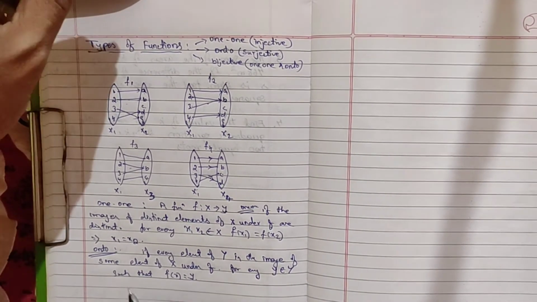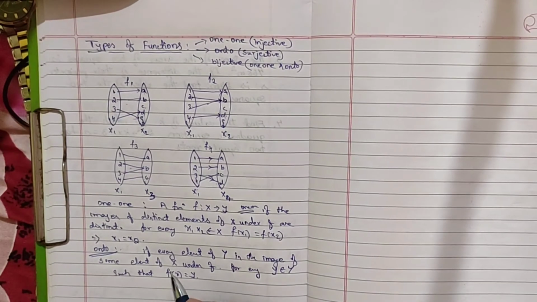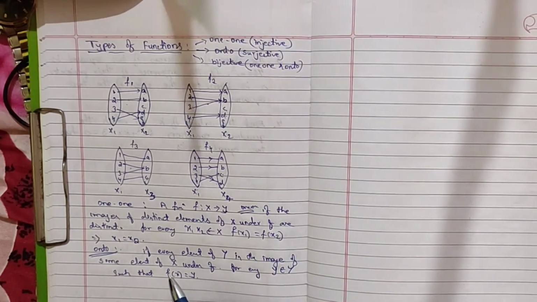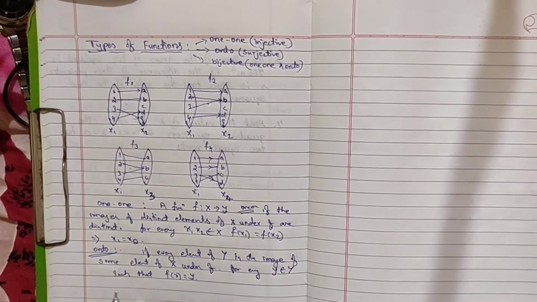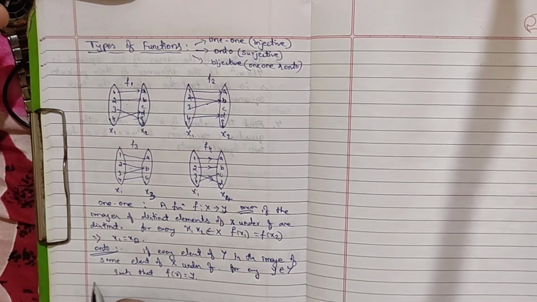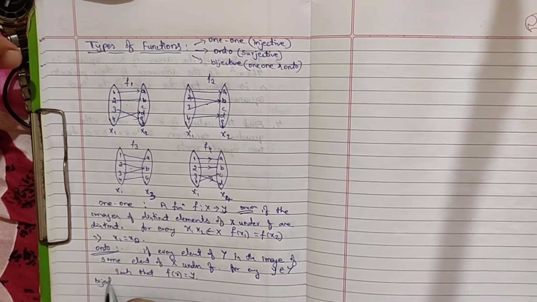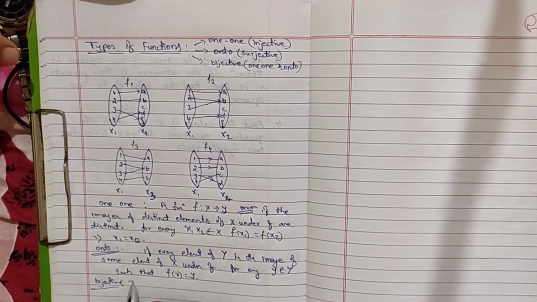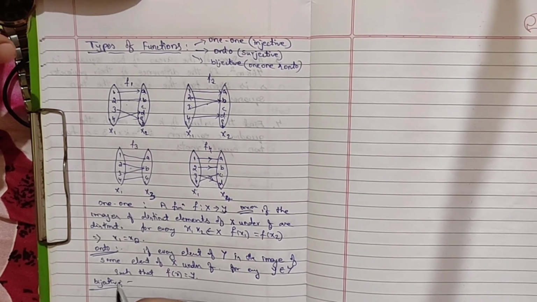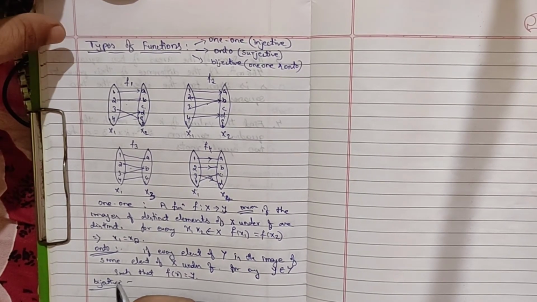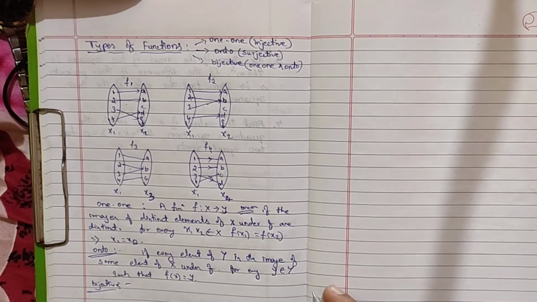So this is the onto function. Now we want to say bijective function, where both are satisfied. So what is meant by a bijective function? A function f from X to Y is said to be one-one and onto.